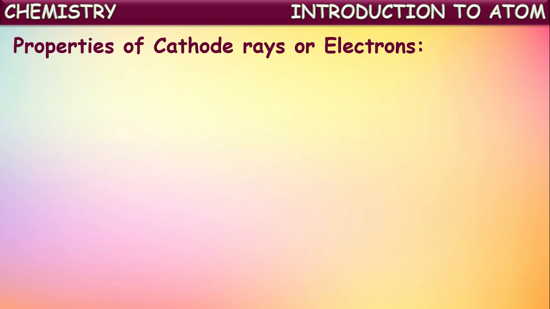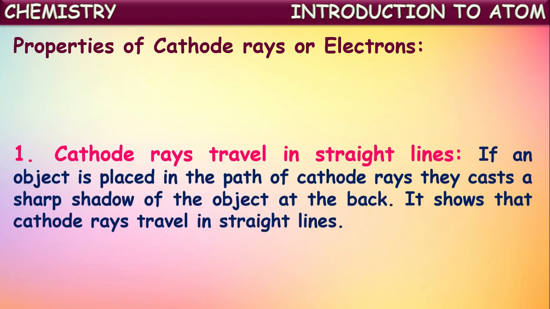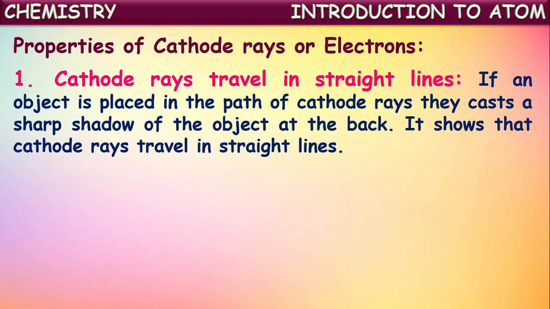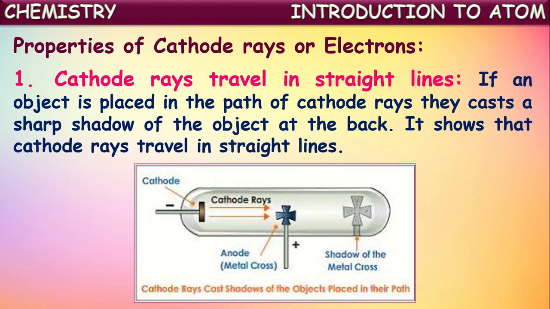Now let us see the properties of these cathode rays, which we are now calling electrons. Cathode rays travel in straight lines. If an object is placed in the path of cathode rays, they cast a sharp shadow of the object at the back of the object. This shows that cathode rays travel in straight lines.